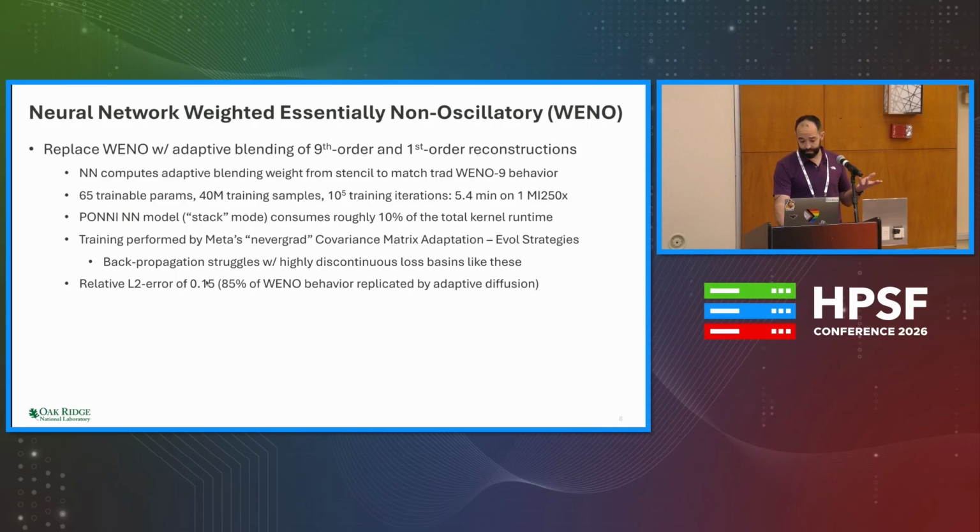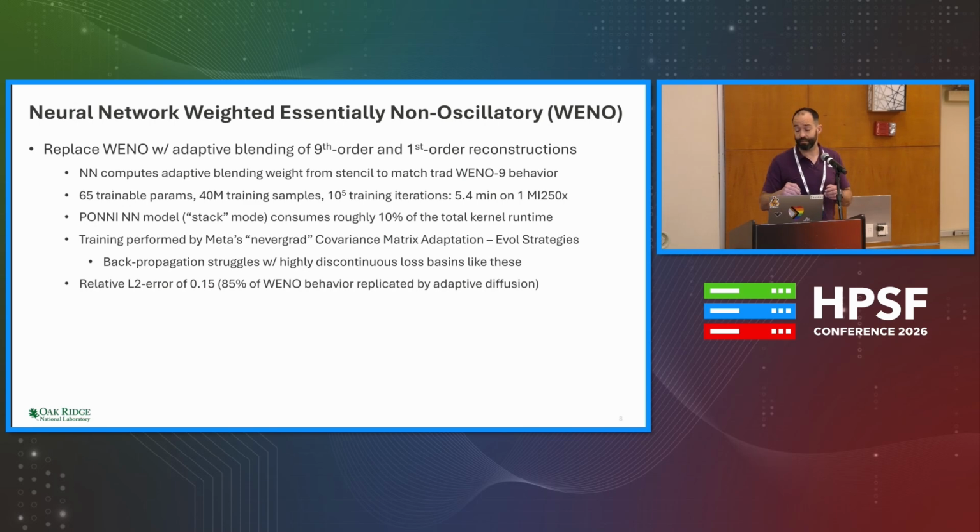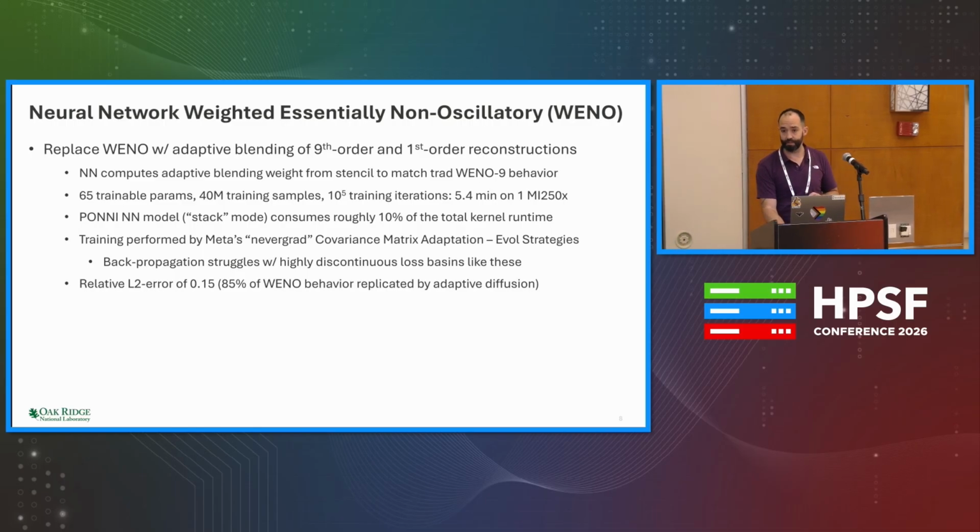And I was able to get, using this approach, just about a 15% error compared to the original WENO behavior with this much simpler approach that runs significantly faster, probably about 10 times faster than the original WENO did.